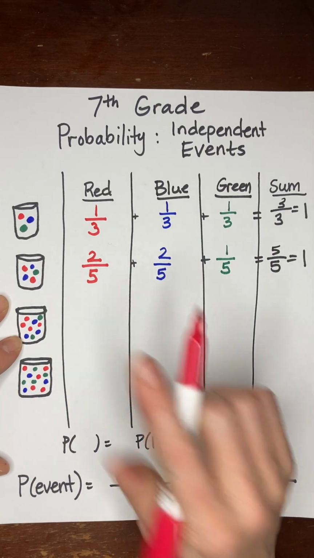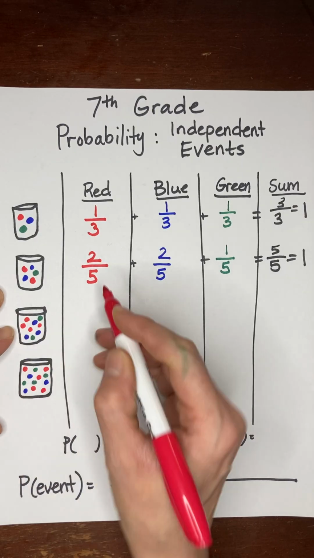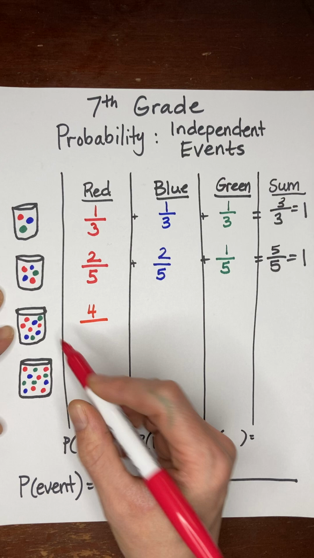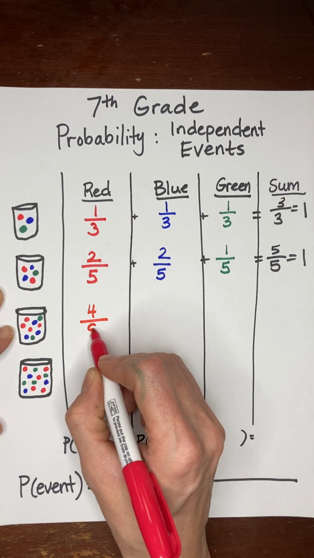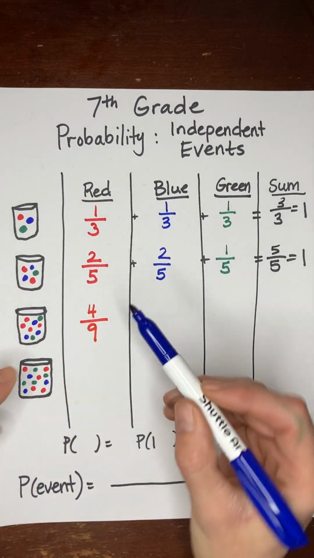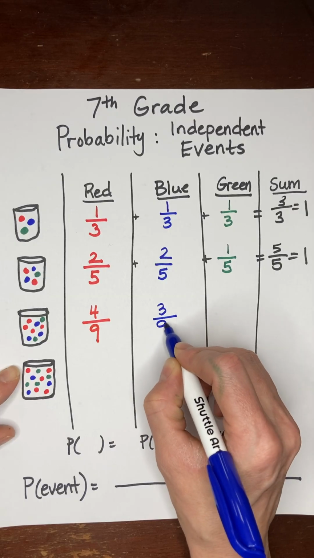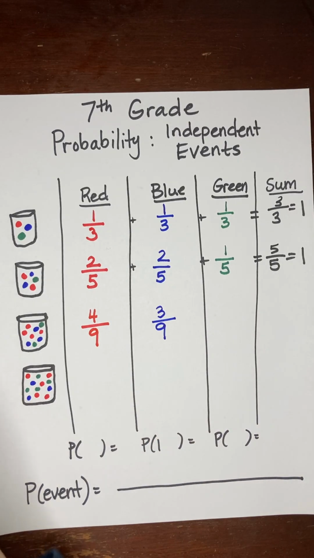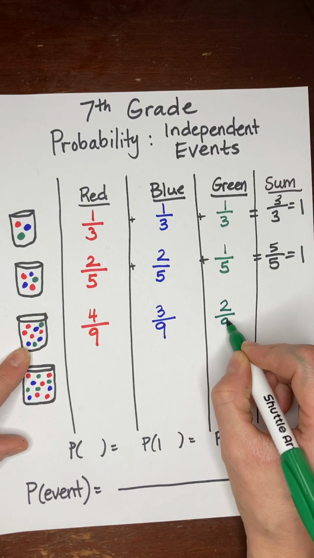It's bigger. It's got more marbles. What's the chance I'm going to grab a red? Well, let's count. 1, 2, 3, 4. How many marbles altogether? Well, there's 4 reds, 5, 6, 7, 8, 9. How about a blue? 1, 2, 3 blues out of 9 marbles. How many green? Well, there's only 2. So I have a 2 in 9 chance.